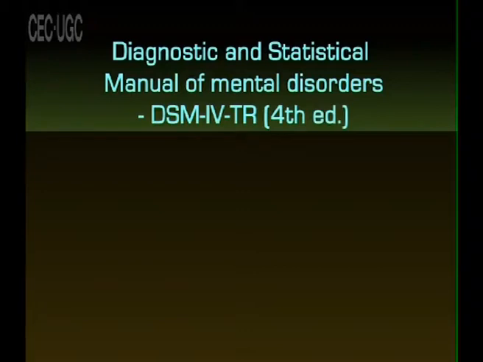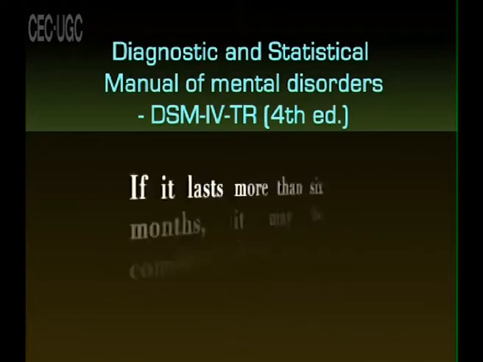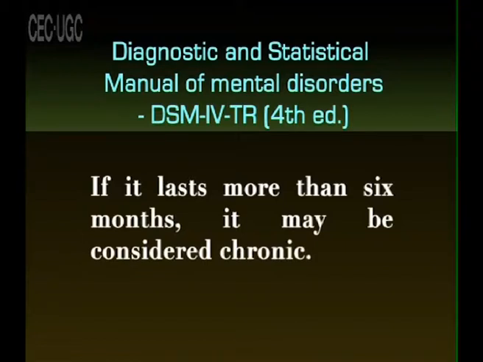Adjustment disorder may be acute or chronic depending on whether it lasts more or less than 6 months. According to the DSM 4th edition, if the adjustment disorder lasts less than 6 months, then it may be considered acute. If it lasts more than 6 months, it may be considered chronic. Moreover, the symptoms cannot last longer than 6 months after the stressor or stressors or its consequences have been terminated.